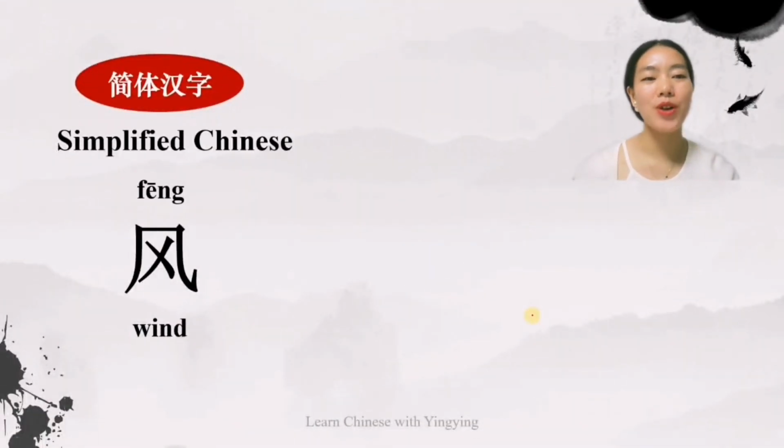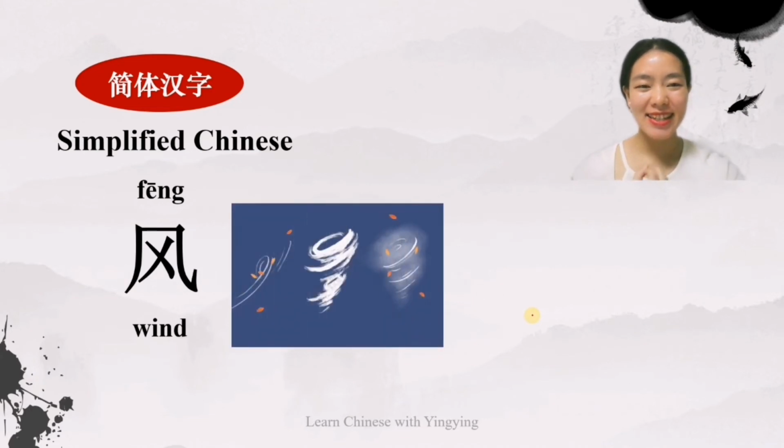And the fourth word we are going to learn is 风. It means wind. Let's see how to remember this word. See here, do you see the wind here? And this is the outline of the wind. If it is a wind, it will make everything messy. So it is a symbol of it.